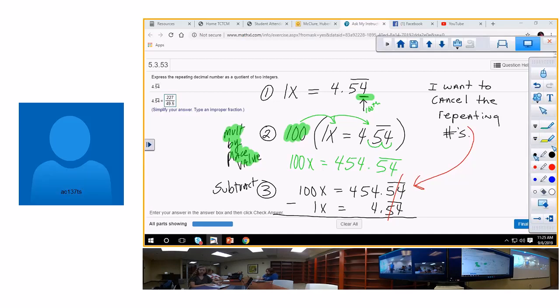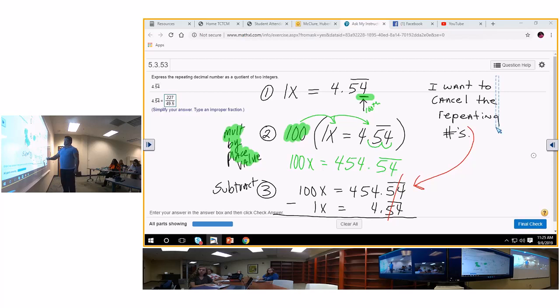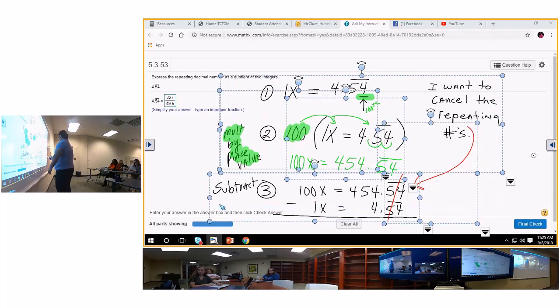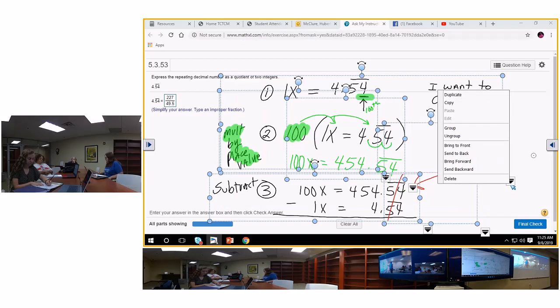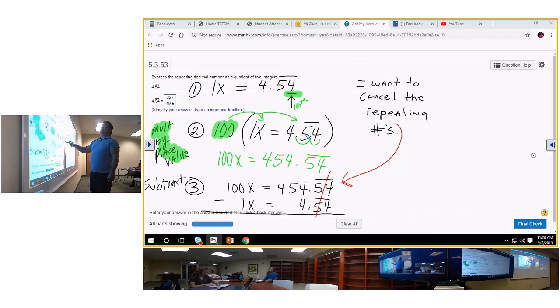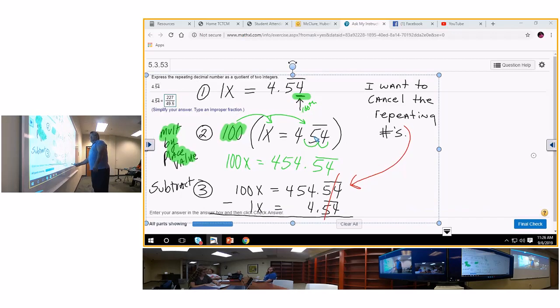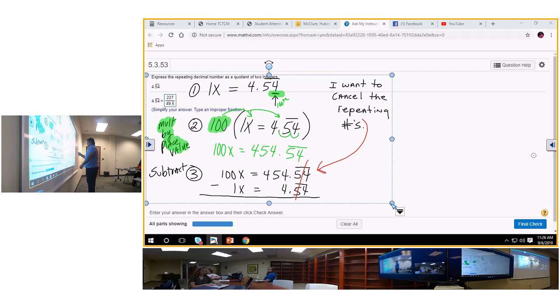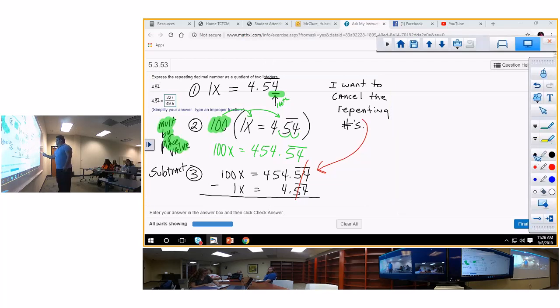So, I'm going to take this. I haven't had training. This is something I learned on my own. There we go. And now I get 99x.